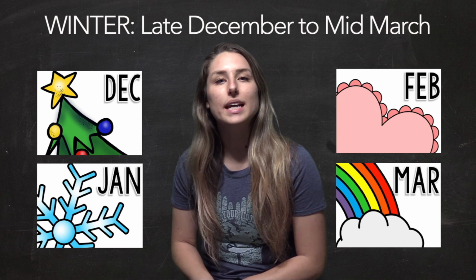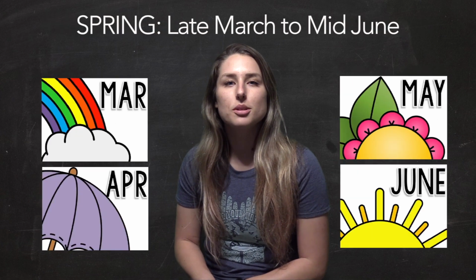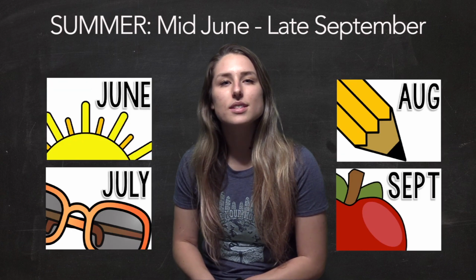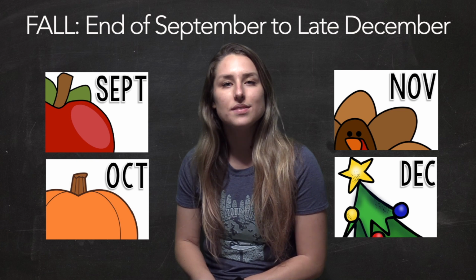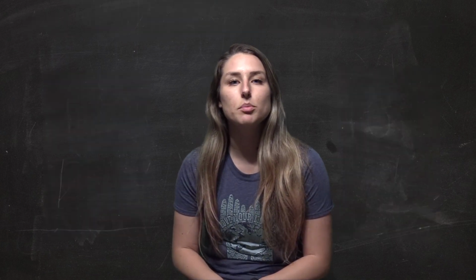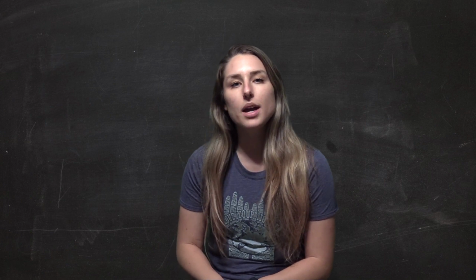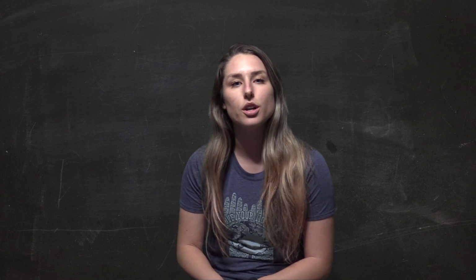Winter runs from late December to mid-March. Spring runs from late March to mid-June. Summer runs from mid-June to late September, and fall runs from the end of September to late December. Sometimes the different seasons can bring changes in the weather. You might notice more rain during the springtime because the plants need more water to grow.